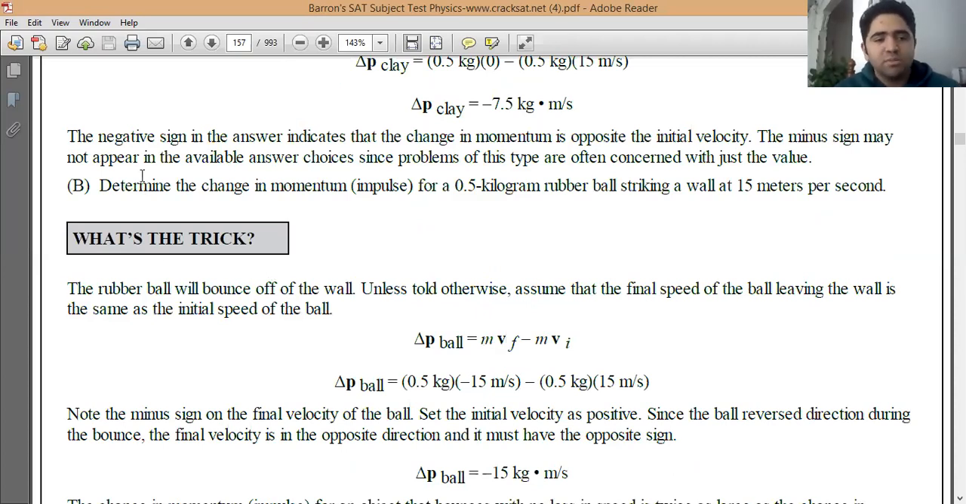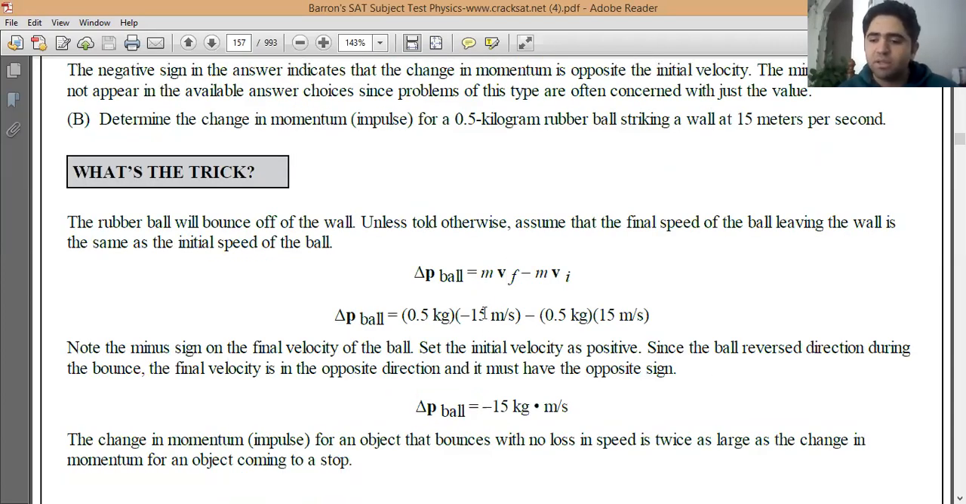Okay. Determine the change in momentum for a 0.5 kilogram rubber ball striking a wall at 15 meters per second. So we're assuming that the ball is going to hit and return with the same velocity. The final velocity is going to be in the opposite direction, negative 15. We're assuming it's returning with the same initial speed, but we put a negative sign because it's in the opposite direction. So the magnitude of the velocity will be similar, but with a negative sign. In that fashion, you will have the change in momentum.